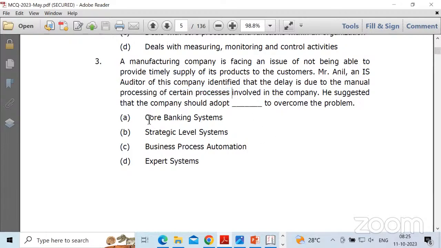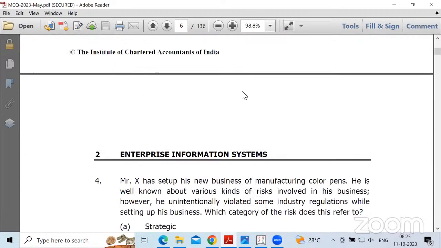So what is the next remedy? Core banking system, strategy level system, business process automation, expert system. So core banking it is related to banking. Strategic level it is related to top level management only. Business process automation all the processes of the business are being automated. The expert system it is for providing decisions based upon the expert advice. So doctors, engineers, advocates, chartered accountants, etc. Now, for us, it is business process automation only. The three is C is answer.